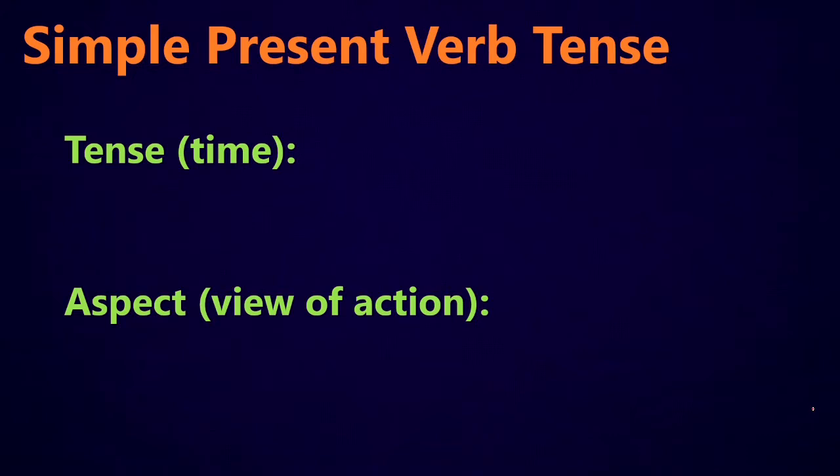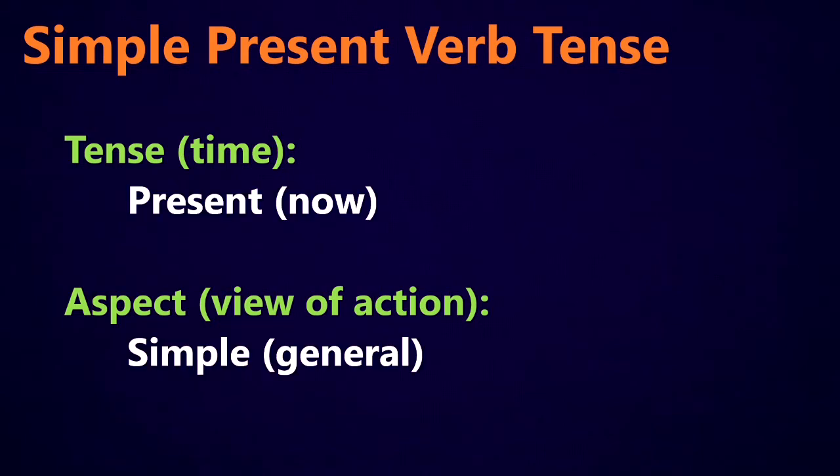Well, whenever we look at a verb in a sentence, we can look at it in two ways. We can look at its tense, or the time we're talking about: past, present, or future. And we can look at its aspect, or the view of the action, whether the action is completed, continuing, or general. So the simple present verb tense is talking about the present, or now, and our view of the action is that it's a simple or a general action. So this is why we call it the simple present verb tense or the present simple. You can say it either way.